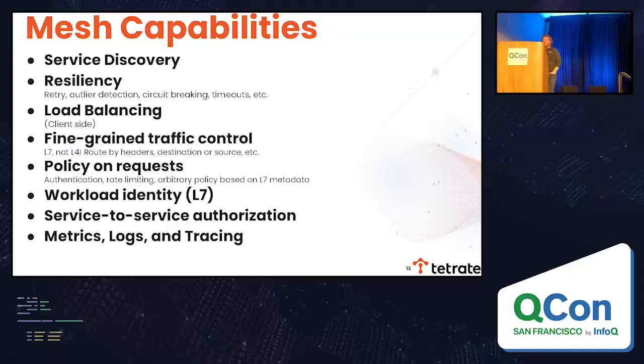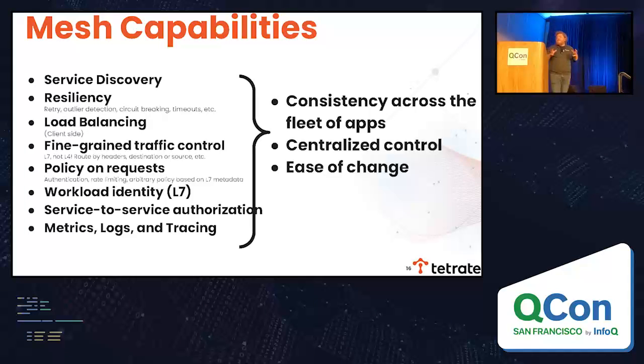So again, there are quite a few capabilities here. I would argue that if you're going to have any distributed system, you have to have these capabilities, right? So the service mesh is not novel in bringing these capabilities into play. But what is novel about the service mesh is that it lets us do all of these consistently across your entire fleet of applications, regardless of the language, because we're working at the network level and intercepting network traffic. It gives us centralized control.